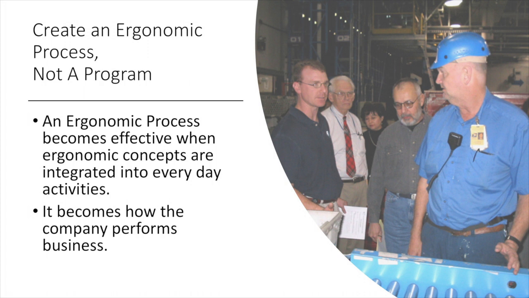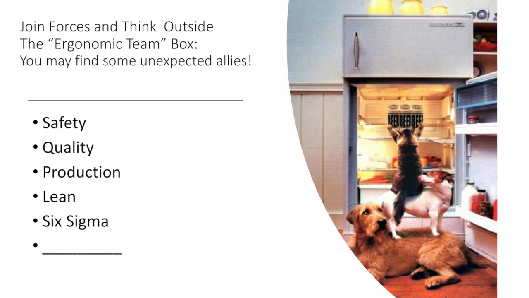It must become how the company performs business. It must be integrated into what you do every day. It can't be a separate activity. If it's a separate activity, it's going to become a burden. If the process is a burden, it's not going to be sustainable. That's why I prefer, if you have an ergonomic team, that is great. If it's sustainable, that's great. But I almost would rather embed it into that quality improvement process, lean manufacturing process, because those are sustainable processes. Think outside the box. Like I said, group ergonomics with safety, quality, production, lean manufacturing, Six Sigma.